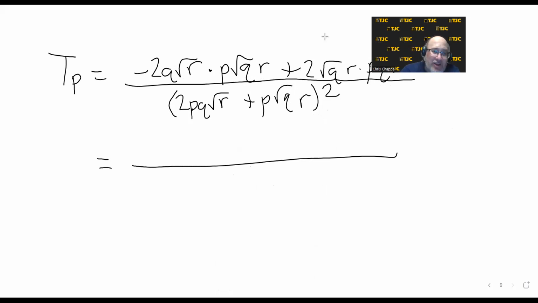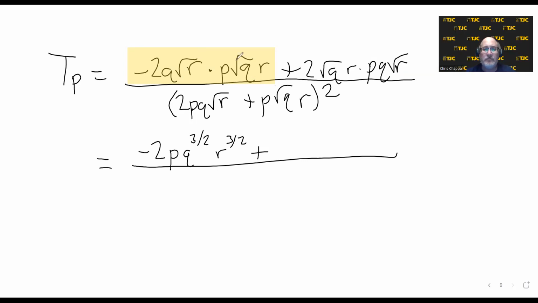But to conclude this problem, we just have to put in 2, 1, and 4 for P, Q, and R. Let's start by cleaning up this guy. Let's see what we get. All right, we get negative 2. We only have a single P. We have a Q and a square root of Q, so that's Q to the 3 halves. And the same thing with the R. And then on the other one, let's move my face out of the way. On the other one, we get a 2.